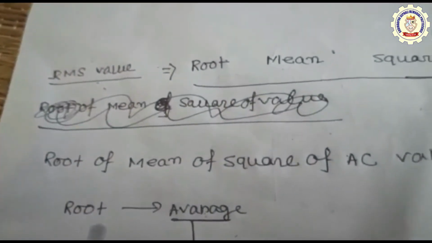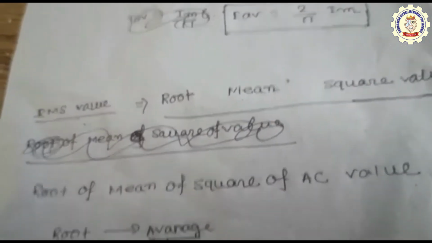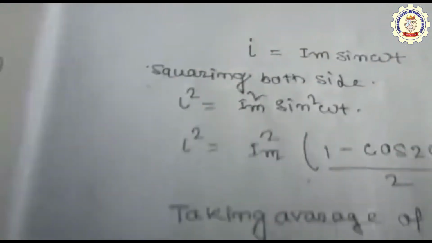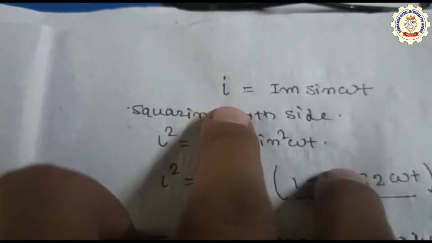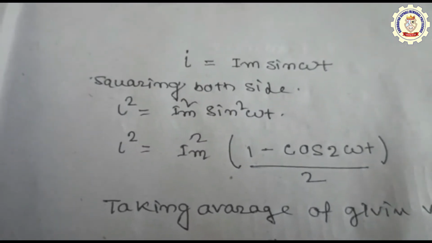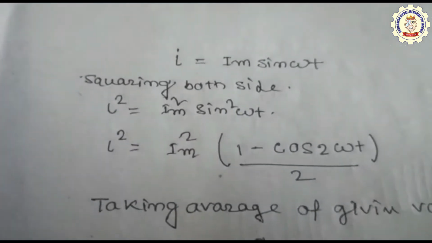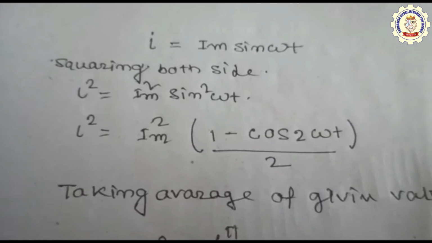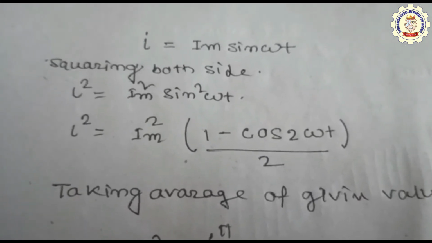So first we square. Okay, we consider the signal i equal to Im sin omega t. Look at here, root of mean of square of the AC value. So we have to square the AC instantaneous values. So our signal is Im sin omega t. Now squaring both sides, i squared equals Im squared sin squared omega t. Okay, now write down the formula. So we get i squared equals Im squared into (1 minus cos 2 omega t) by 2.